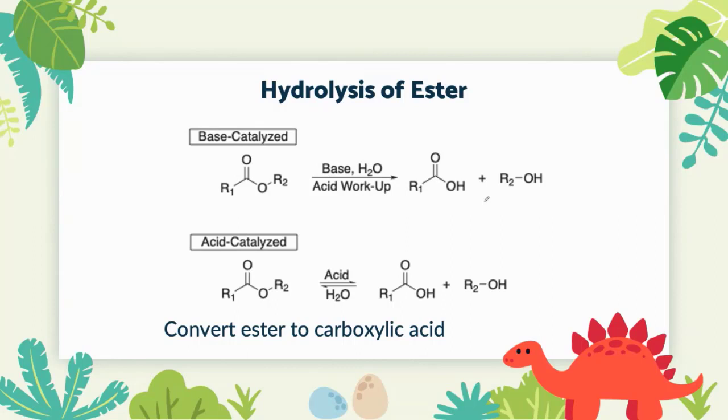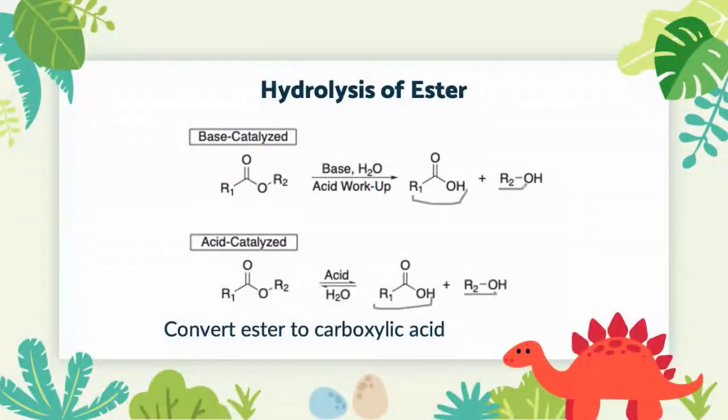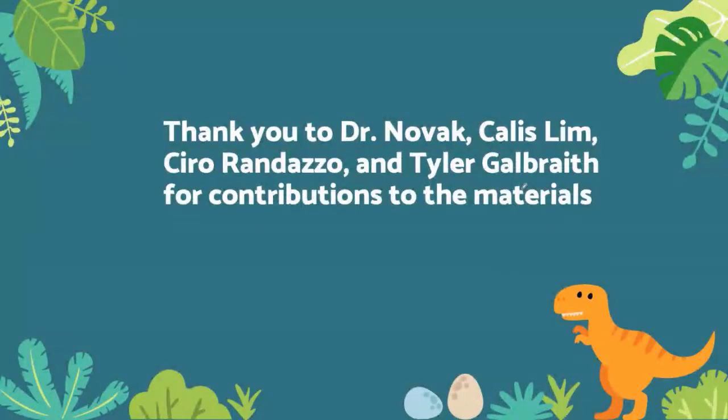It's a good way to know that there's two ways to do things. But yeah, both of them end with just forming that carboxylic acid that we began with, right? And an alcohol. So you're converting your ester to a carboxylic acid, right? And that really does conclude all of our information for the night.